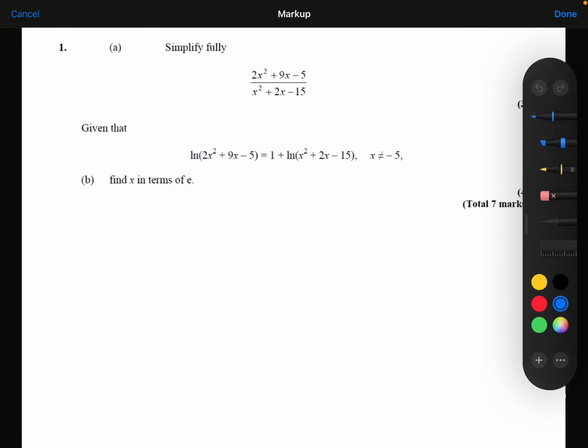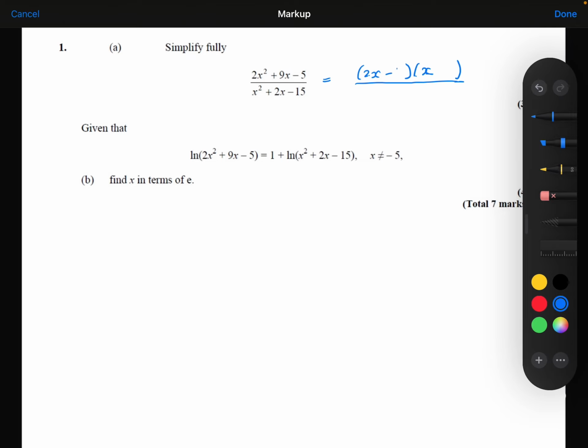Part A, simplify fully (2x² + 9x − 5) over (x² + 2x − 15). So we need to do some factorising. On the top we've got a 2x², so we're going to need a 2x and an x. We've got a minus 5, so we're going to need either a 1 and a minus 5, or a minus 1 and a plus 5.